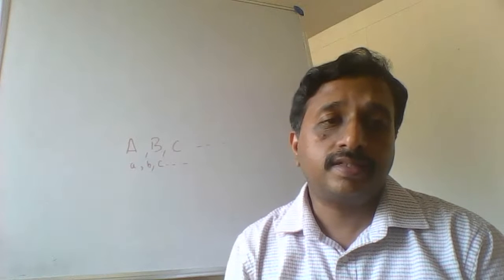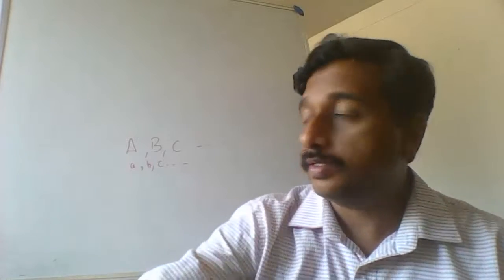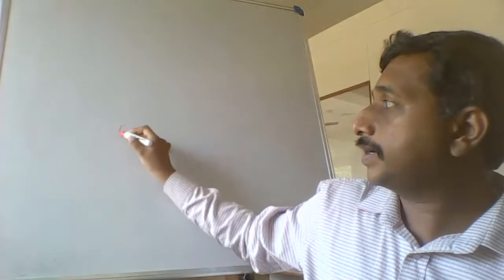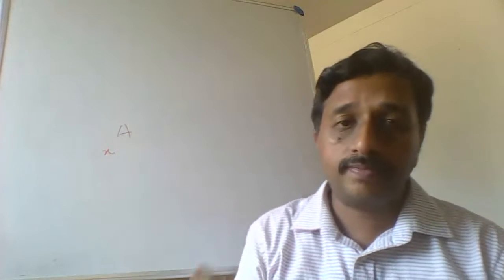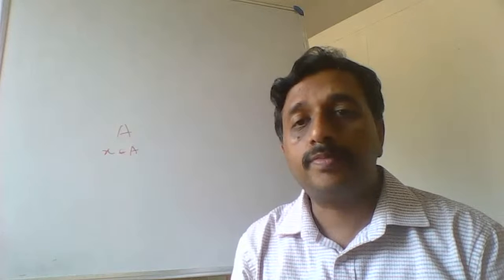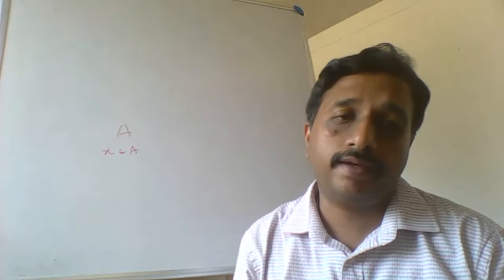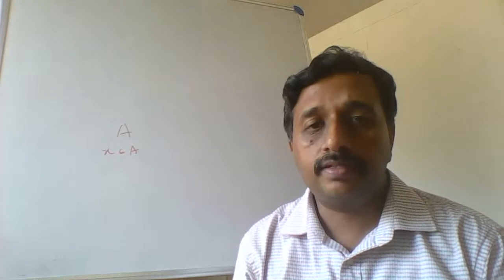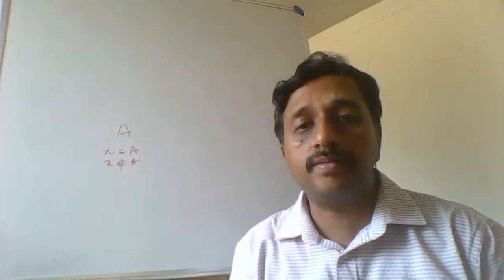If you consider capital A, a non-empty set, and x is an element of A, then we write x belongs to A, which is read as x is an element of A, or x belongs to A. If x is not an element of A, then we write x does not belong to A, or x is not an element of A.